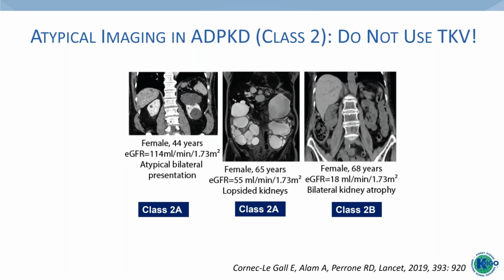The cystic pattern is important to recognize, as we know that in case of atypical imaging presentation, here, for example, asymmetrical, or here in the middle, lopsided kidneys, or on the right, atrophic kidneys, so what we call class 2 patients, according to the Mayo imaging classification. Well, in these class 2 patients, there is no prognostic value of total kidney volume, and total kidney volume should not be employed for prognosis. And class 2 patients are roughly 10% of the ADPKD patients. And very often, they do have specific genetic etiologies.